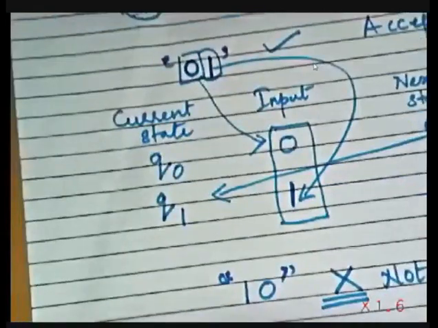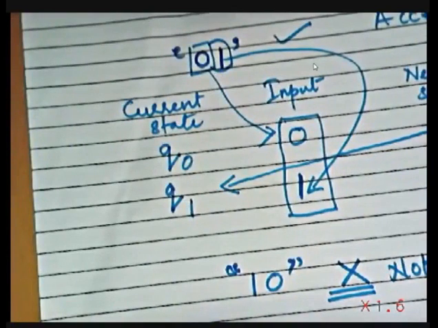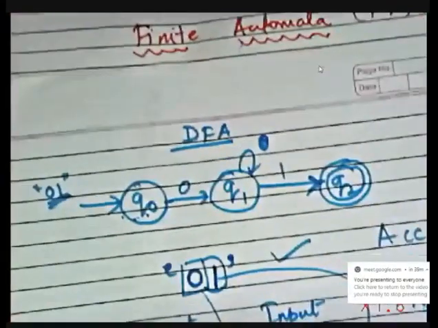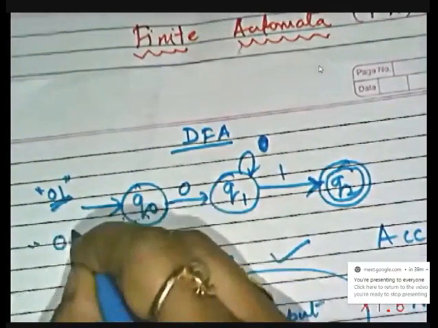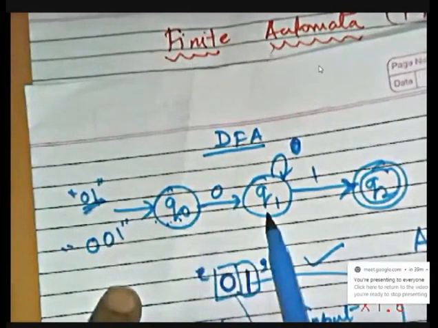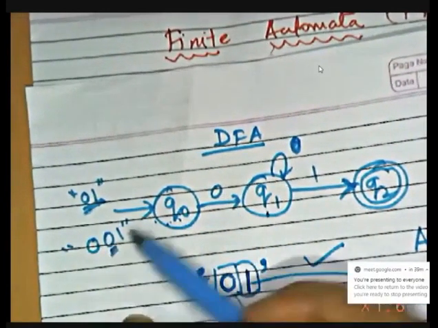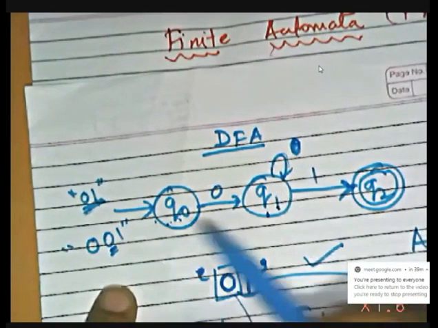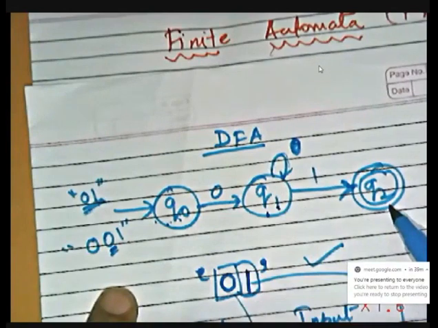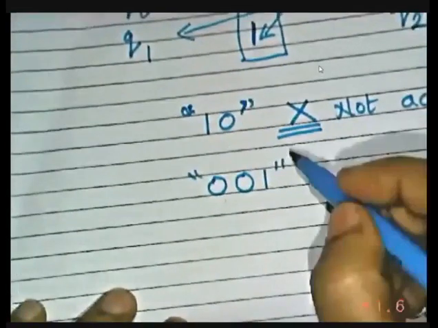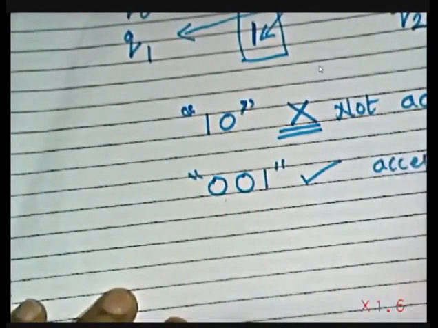Now one more example I am taking. Suppose I have 0, 0 and 1. What is your answer? Just tell me the answer. If my string is 0, 0, 1, then with this first 0 I move to Q1. Then with this second 0 I remain in Q1, right? And then with this 1 I can reach Q2, right? So 0, 0, 1 is also acceptable.